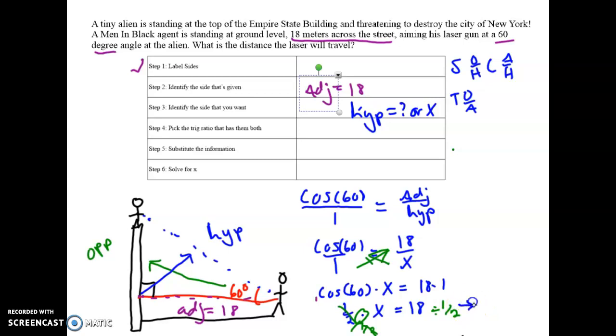Remember, when we have division, we do the keep, change, flip. So 18, we change division into multiplication, we flip that into a 2. 18 times 2, we're left with x is equal to 36. So solving for x would be 36. So in this example, the man has to shoot 36 meters in order to hit the alien. And that is how you solve a trig function when you do not have the hypotenuse.